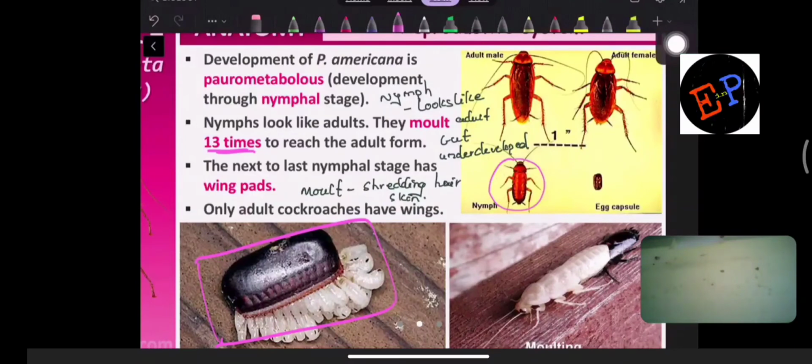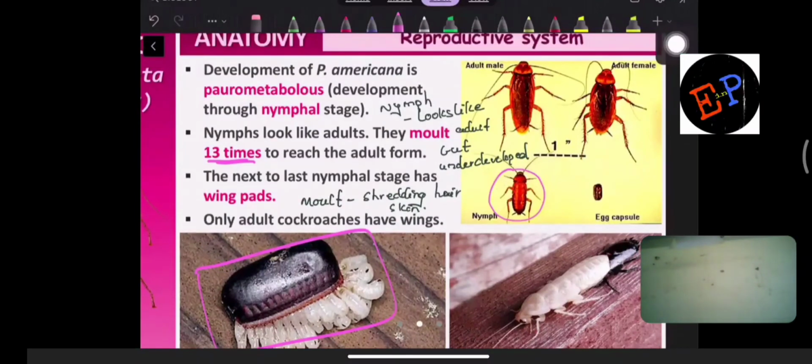Understood? So see here. Development of Periplaneta americana is paurometabolous. What is meant by paurometabolous, ma? It means it has a nymph stage. Nymphal stage is present. So nymph looks like adults. They molt 13 times to reach the adult form. So the next to last nymphal stage has wing pads. Are you able to understand, ma? So next to last nymphal stage means what? 12th stage. 12th stage is the next to last, no? So in that 12th stage, we will find some wing pads also.